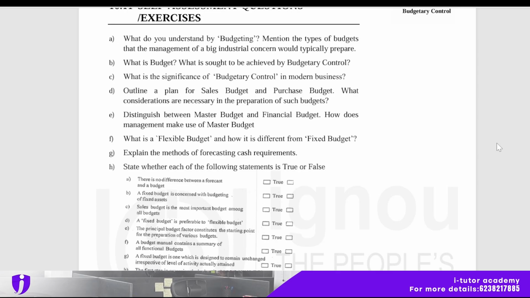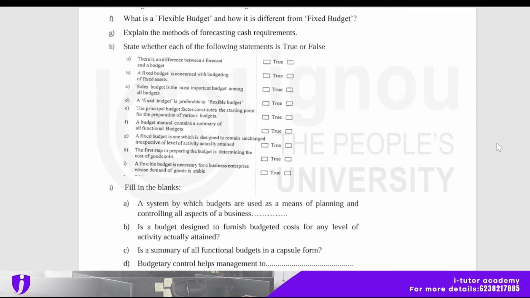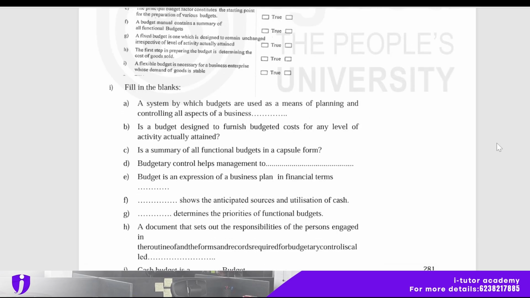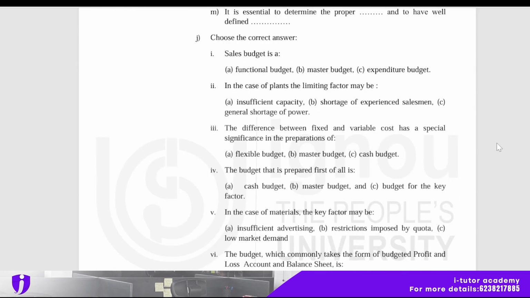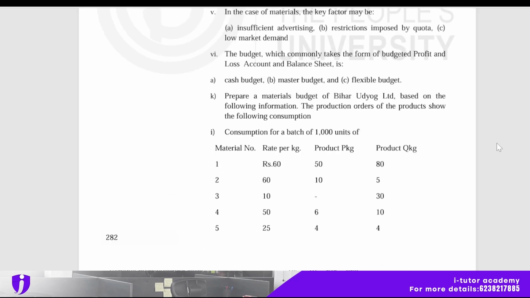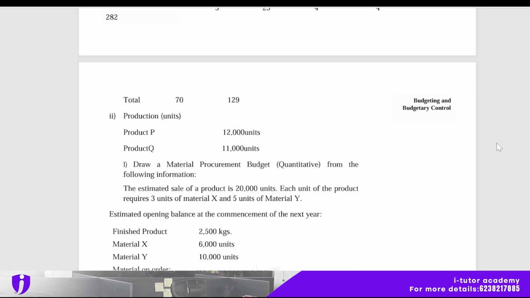And distinguish between master budget and financial budget. How does management make use of the master budget? All these things we discussed. What is a flexible budget and how is it different from a fixed budget? And explain the method of forecasting cash requirements. Fill in the blanks questions, true and false questions are also there. So you just go through it and choose the correct answer from the options also here. So do all the questions. It will help you for your term and examination.